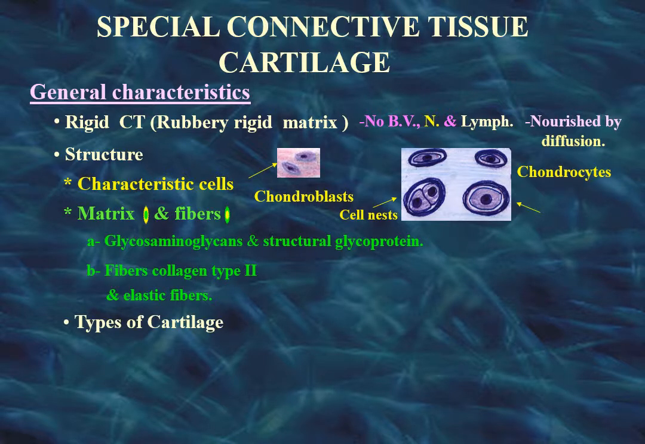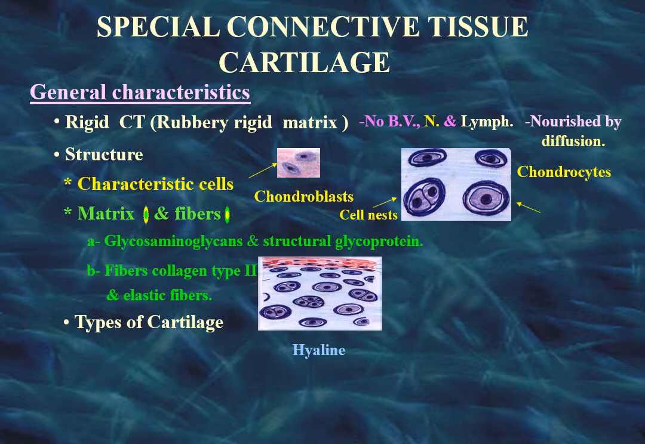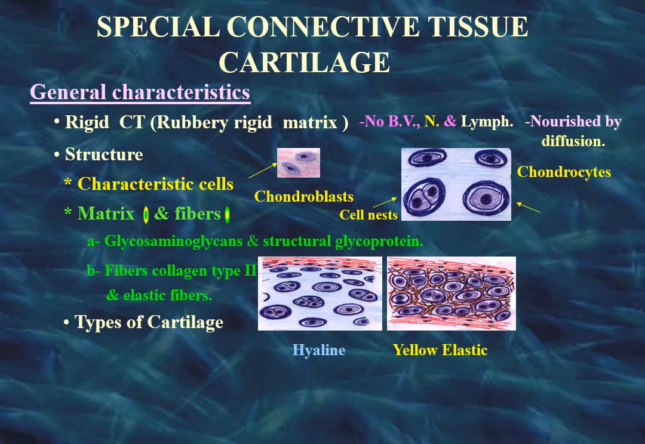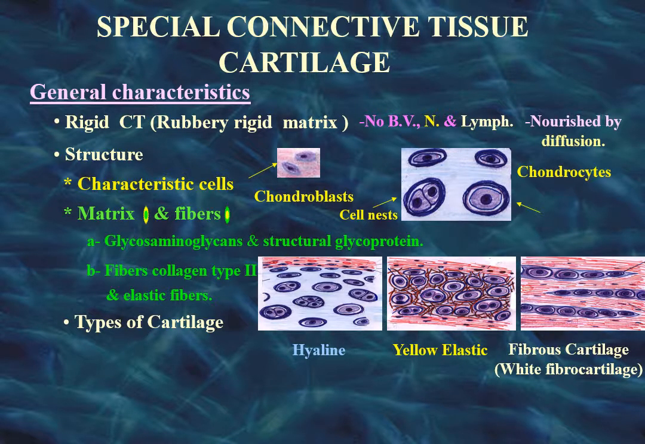Types or classification of cartilage. Cartilage is classified into 3 groups according to differences in the abundance and type of fibers in the ground substance or the matrix. These groups are hyaline cartilage, yellow elastic cartilage, and white fibrocartilage or the fibrous type. Sites. The sites for presence of cartilage differ according to the type. The sites differ in hyaline cartilage from that of yellow elastic or white fibrocartilage.